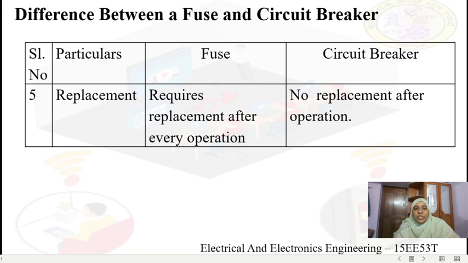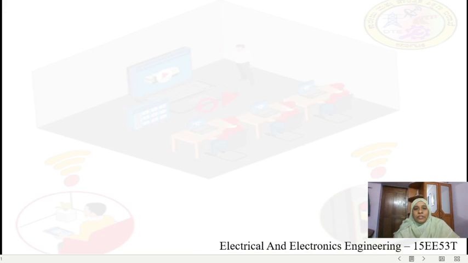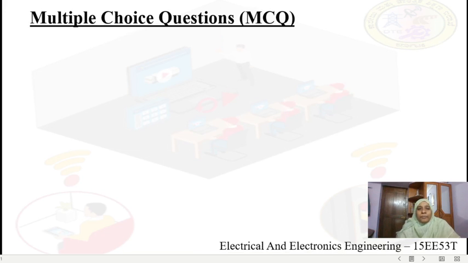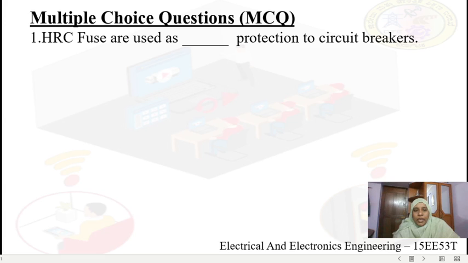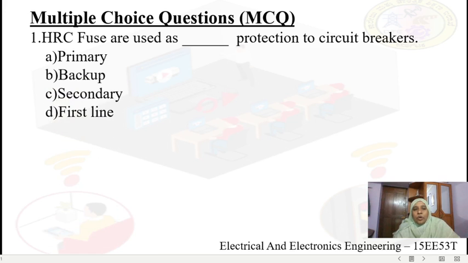Let us try to see how much we have understood today's session by answering this small assessment in the form of MCQs, multiple choice questions. Let us take the first MCQ. HRC fuses are used as dash protection to circuit breakers. Options are primary, backup, secondary, first line.